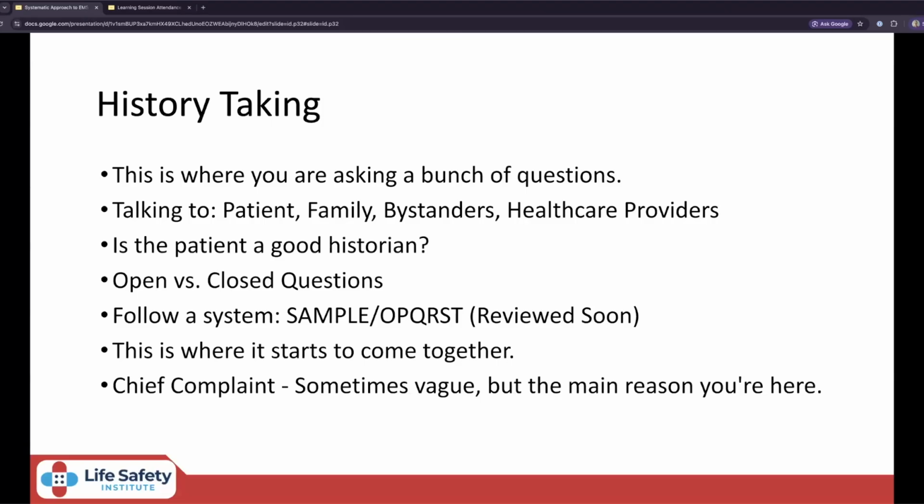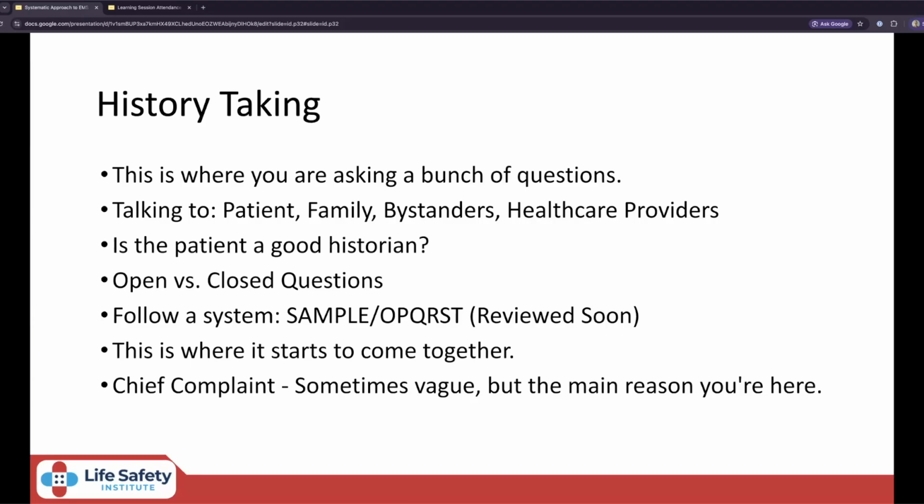And it's at this point in the process where everything comes into play, right? With the call, you have your scene size-up, you have your general impression, you've done your primary, maybe you've done a physical, depending on whether it's a trauma or a medical or not. But your history is kind of where it comes into play. You'll hear a term called chief complaint. Chief complaint is something you're going to get on every single call, right? And typically it's something that you need to figure out, right?